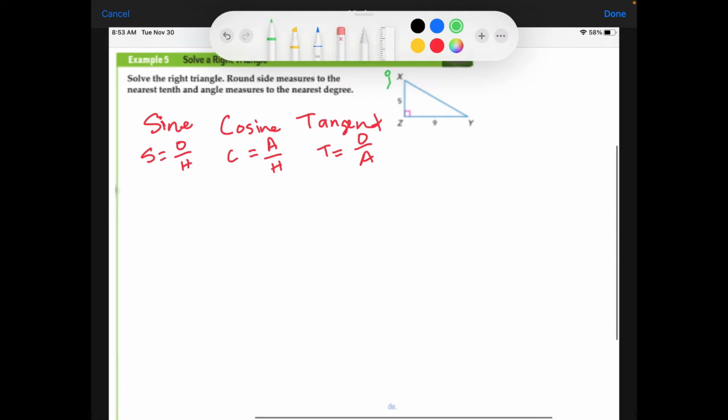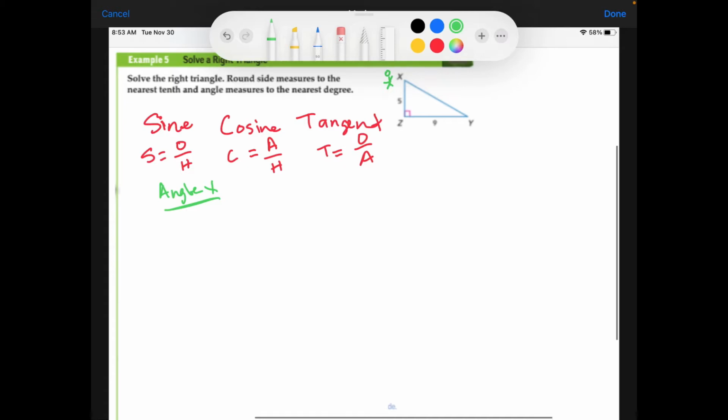If that's the angle I want to find, I draw a little stick person, and then I label which sides are going to be my hypotenuse, which one is going to be my opposite, and which one's going to be my adjacent, so that it helps me figure out which ratio is best to use to solve that problem. So first I'm going to find angle x.